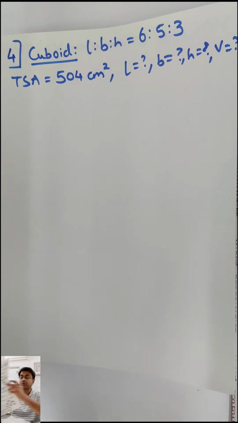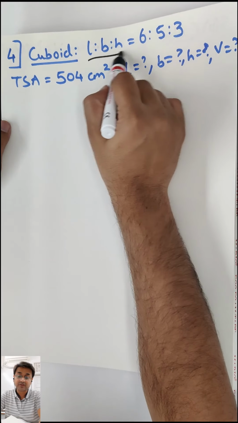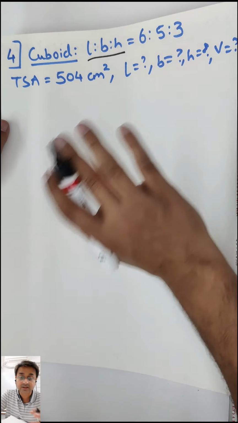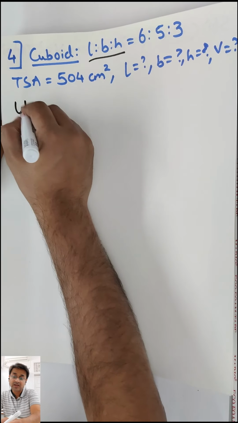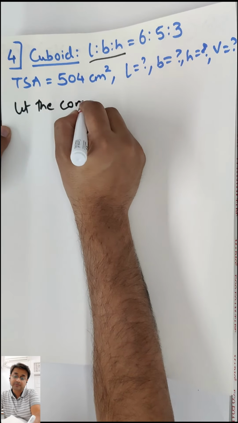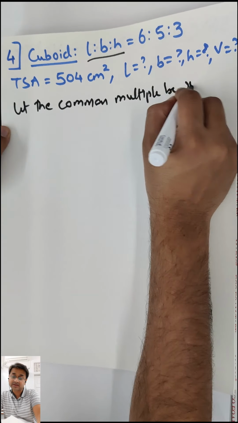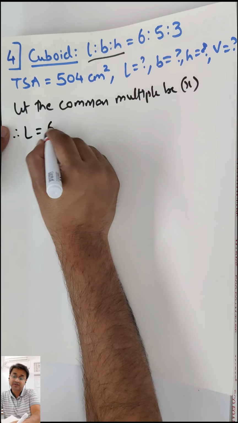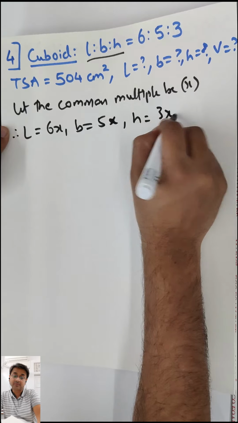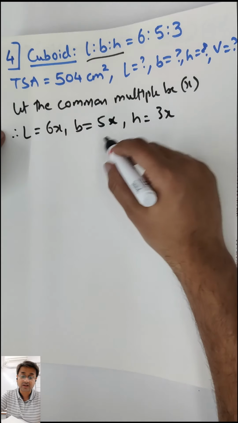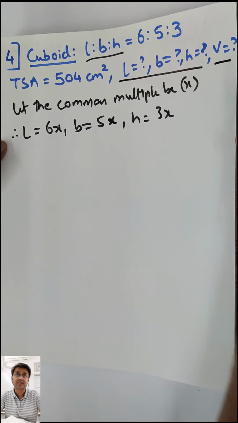Okay. Next one, question number 4. 4 is not difficult at all again. You've been given the ratio. So whenever ratio is there, take the common multiple as x. So this will become 6x, 5x, 3x, that way. So let the common multiple be x. Therefore length becomes 6x, breadth becomes 5x, and height becomes 3x. So once you get your length, breadth and height, now take the total surface area and work it out in order to get this and then the volume.